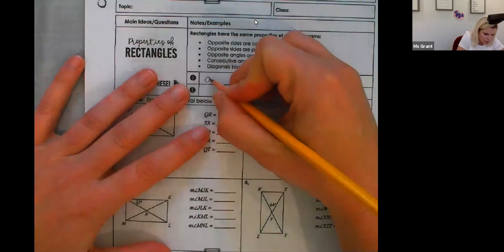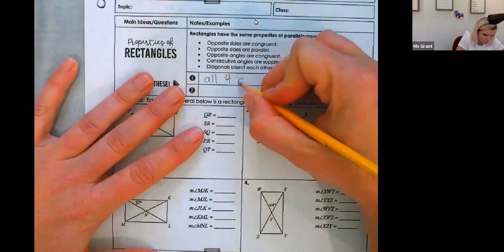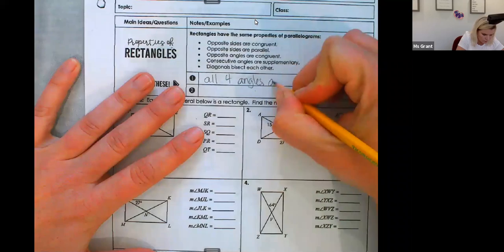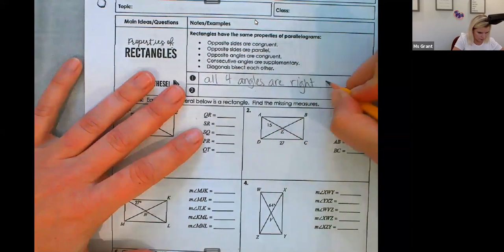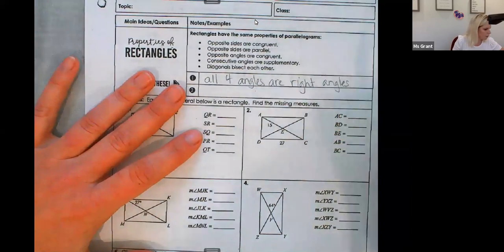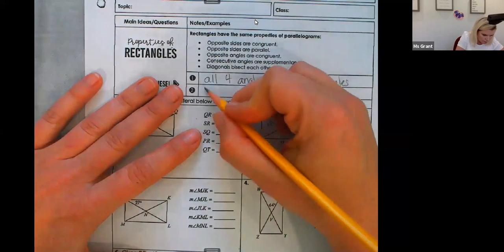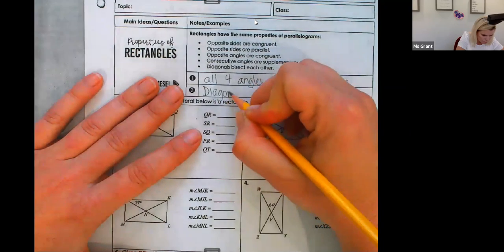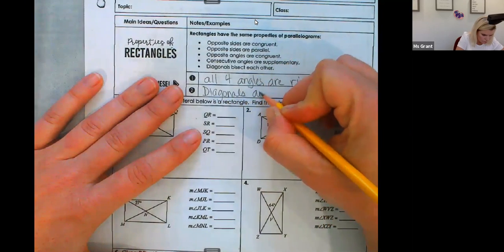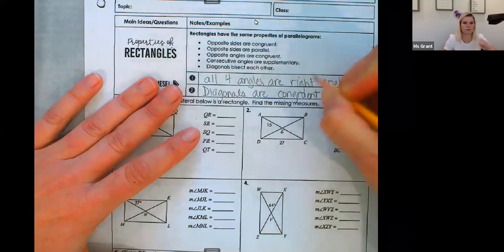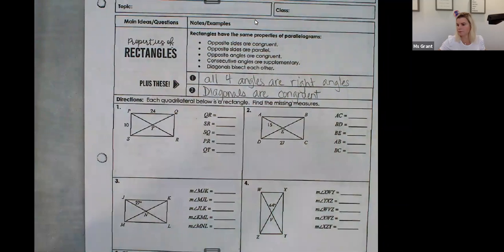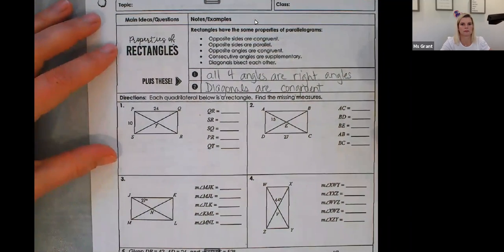All four angles are right angles. Okay. Then diagonals are congruent. Okay. So there is that.